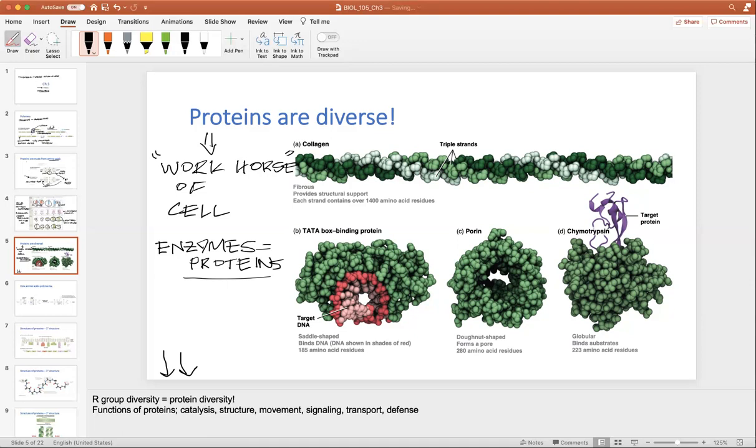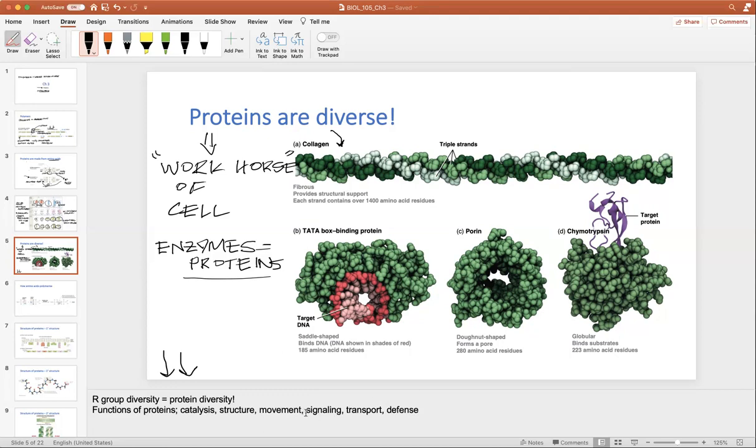Another one is structure. So up here, I've shown you a protein called collagen. And collagen is a really fibrous protein. It's involved in what we call the extracellular matrix lots of times, but you guys know, you've probably heard of collagen lip injections. Collagen is in your cartilage. It is a very important part of the structure of your body, okay?